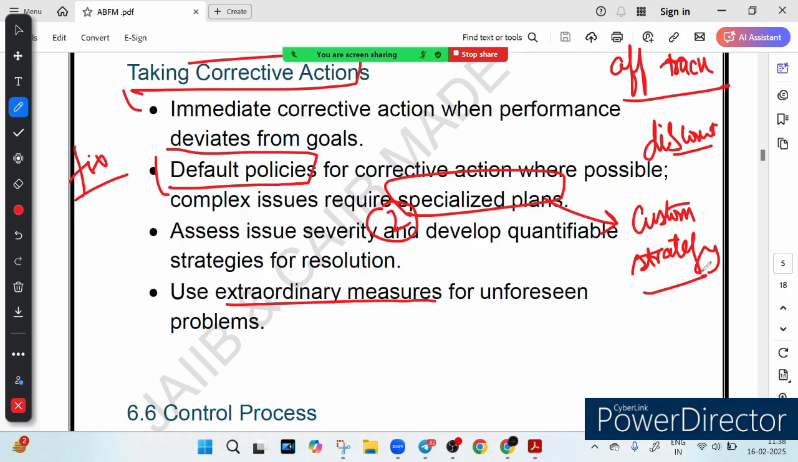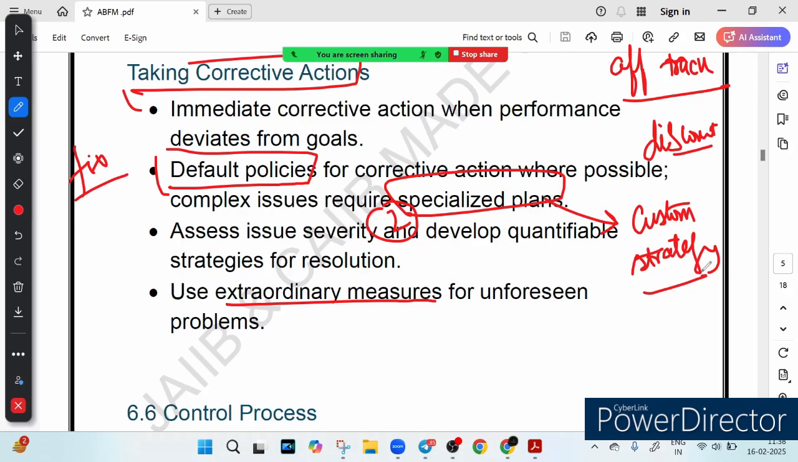Now let's talk about the control process. Taking corrective action, we just talked about default fix and specialized plan. Default fix is a ready-made solution for common problems, and specialized plan means a customized strategy for major issues. Default fixes are ready-made policies. For example, if a factory machine breaks, they hire an expert to fix it as soon as possible.